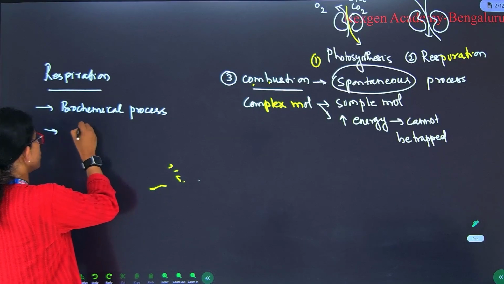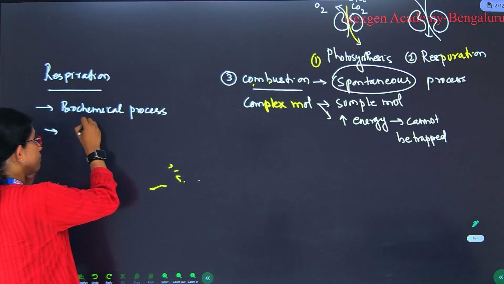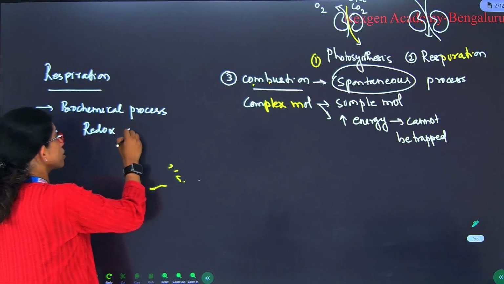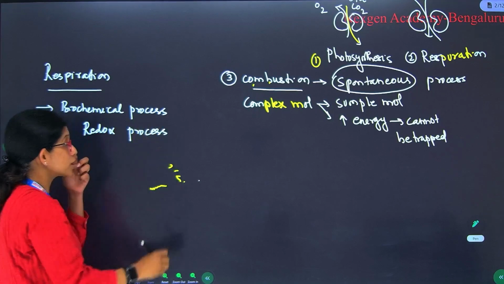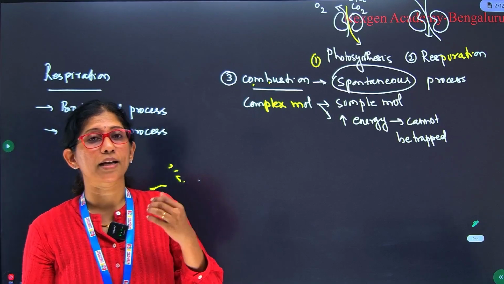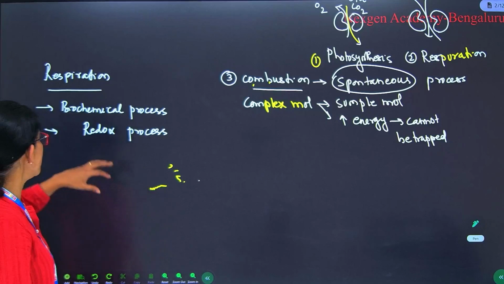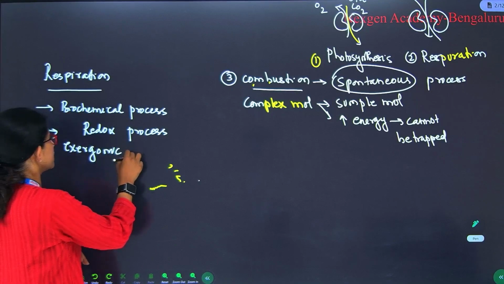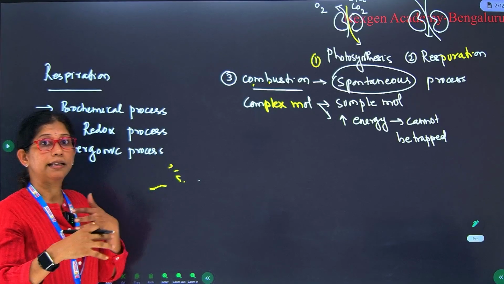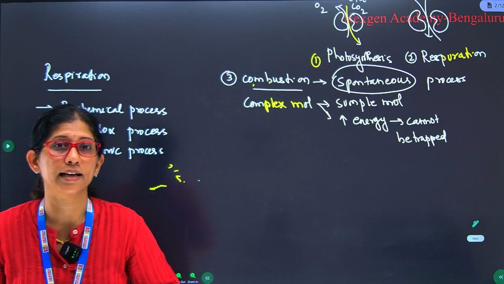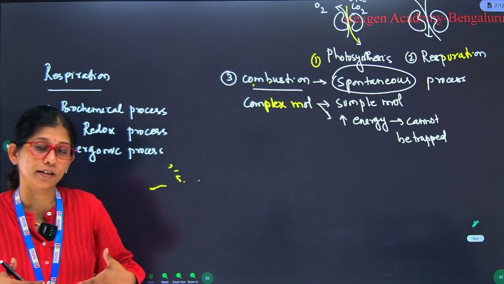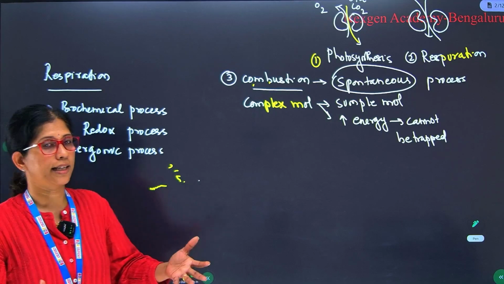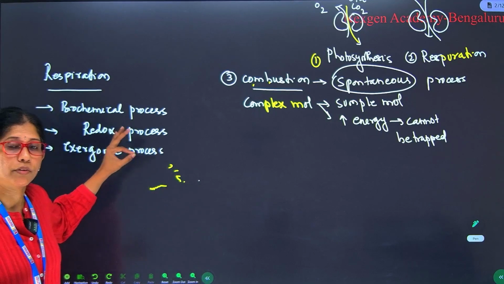Whether it is oxidation or reduction, you can also say it is a redox process. When I say it is a redox process, it contains both oxidation as well as reduction reactions. Now, it is an exergonic process. When we say exergonic, it helps in the release of energy, whereas photosynthesis is an endergonic process. For making food, you need to provide energy. Here, you are breaking food. That is the reason energy is released. So these three terms are very important when we talk about respiration.